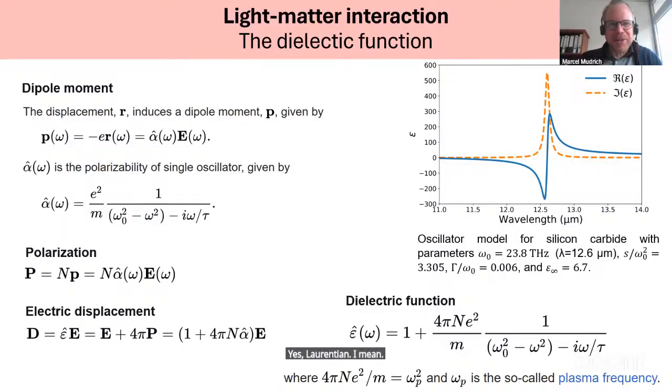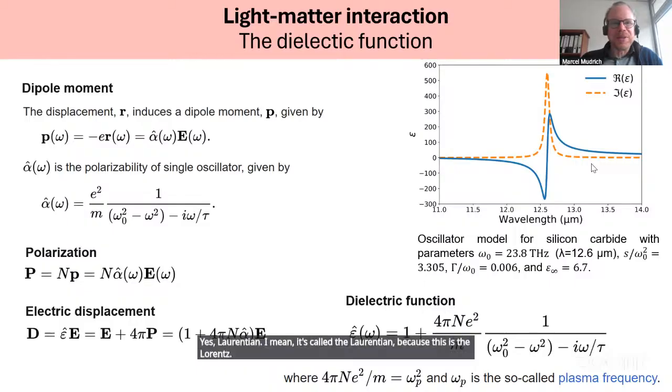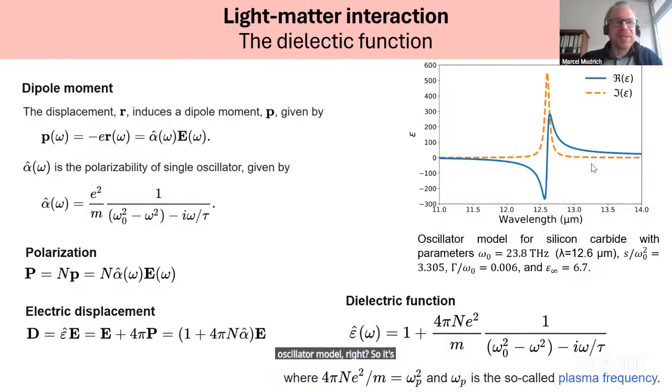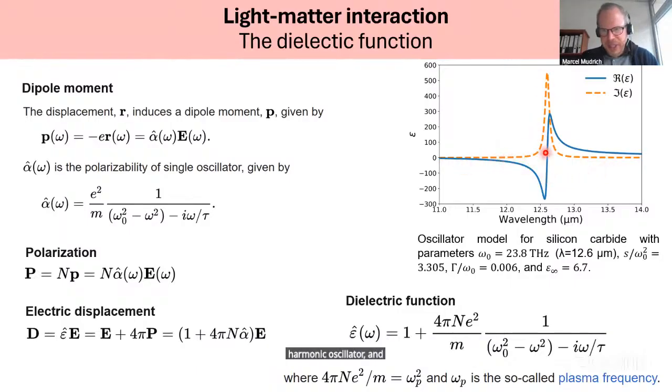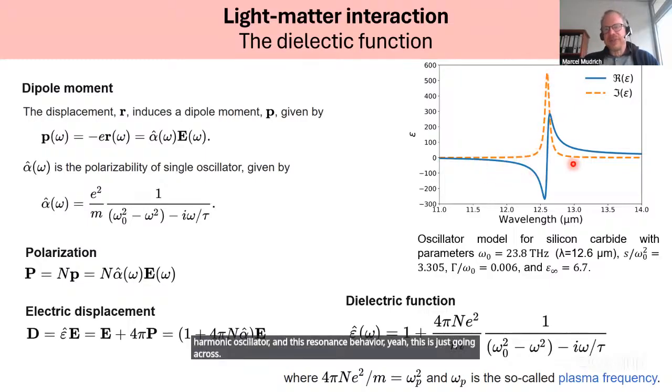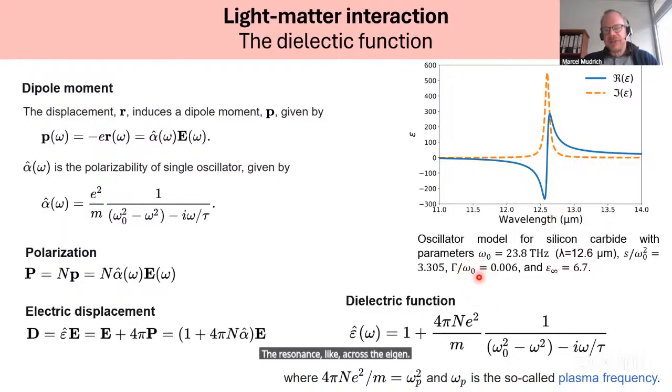It's called the Lorentzian because this is the Lorentz oscillator model, right? It all comes from Mr. Lorentz, who studied this harmonic oscillator and this resonance behavior. This is just going across the resonance, across the eigenfrequency omega naught, where we get this behavior of the real and imaginary parts.